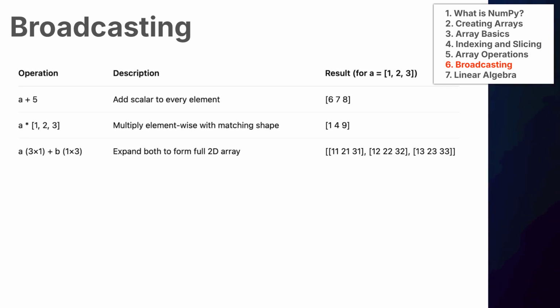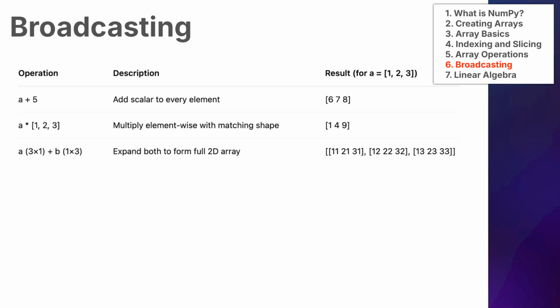The second operation is a matching shape. The example means multiplies each element of A by the corresponding value. So this is an element by element multiplication. If shapes match both 1D with 3 elements, it's just basic vectorized multiplication.